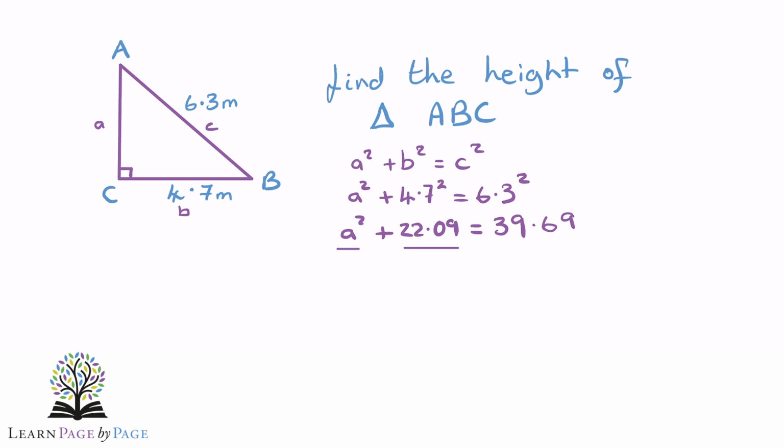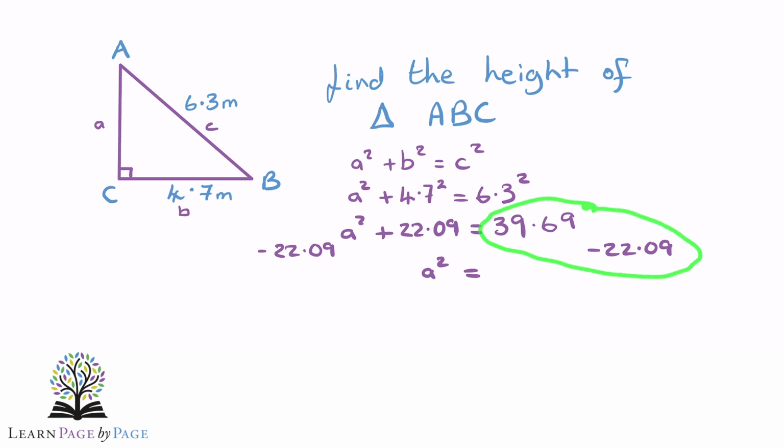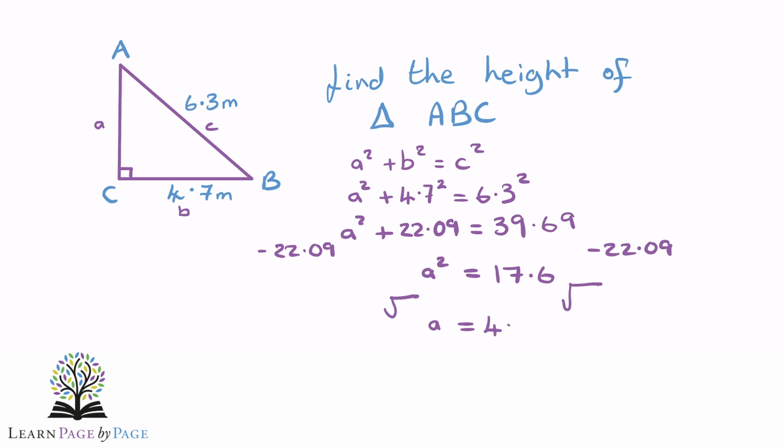Same as before, we want a squared on its own, so we're going to subtract the 22.09 from both sides. Same on the other side, and that leaves a squared equals 39.69 minus 22.09, which gives 17.6. And again, the square root of 17.6, and the square root of a squared is a, equals 4.2 to 1 decimal place, meters. And that's your final answer.